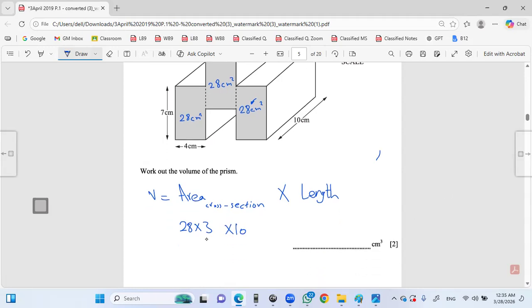So let's do this. 28 times 3 is going to give you exactly, you can do it here. You can either do it mentally, which is going to give you 84, or you multiply just this way, and you carry up the numbers. It's up to you if you can do it mentally, multiplying 3 by 30, which is 90, you minus the 6, 84. Then you multiply 84 by 10, which is 840 centimeters cubed.